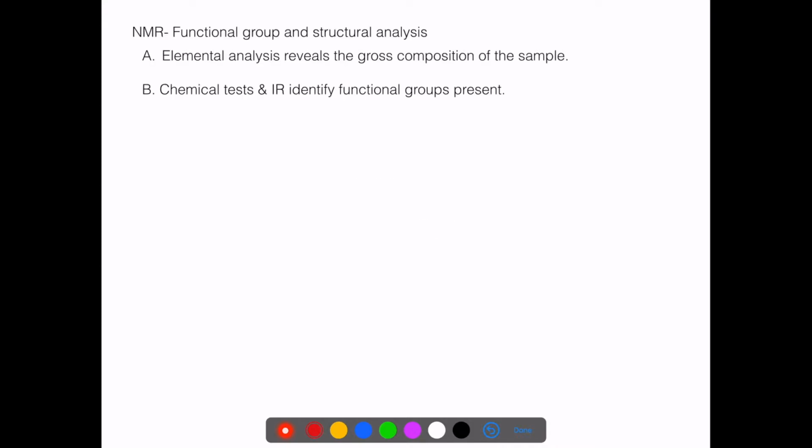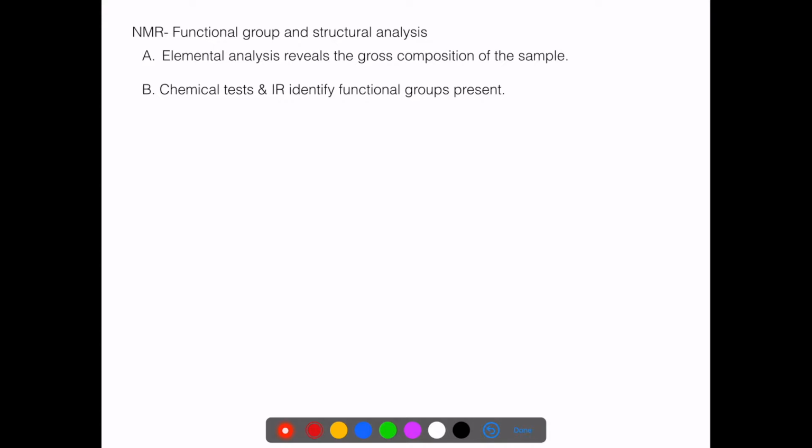In this video, I want to have a little review of NMR and give another example. So again, remembering that NMR here stands for nuclear magnetic resonance. Why do we use NMR? Again, NMR really gives us some functional group and also structural analysis in some ways that we can't get from any other thing.